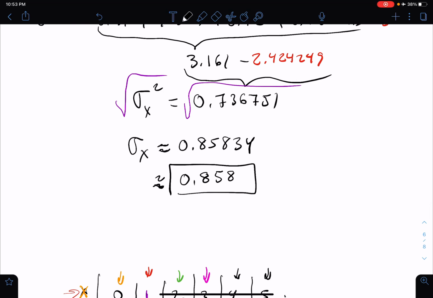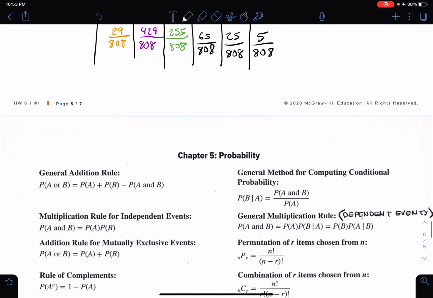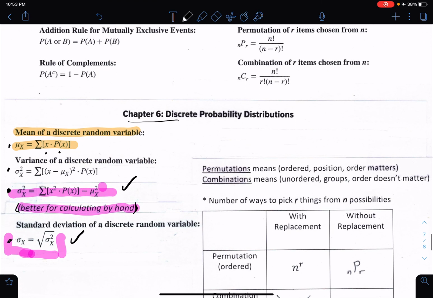And that's it for our probability of these discrete random variable x's using these probability distributions, and basically going through chapter 6, which is discrete probability, looking at finding variances, the mean of the discrete random variable, and ultimately finding the standard deviation of the discrete random variable.